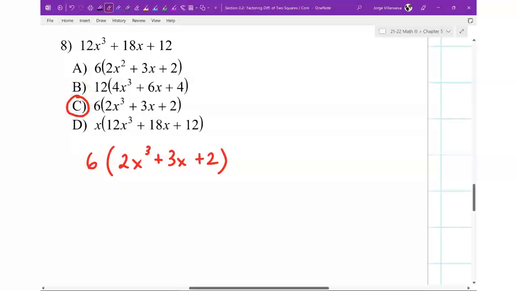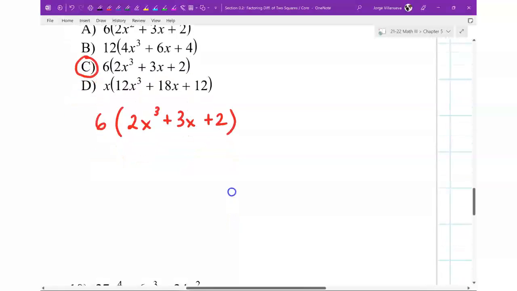So notice these are not considered the most difficult ones. Usually common factors are a lot easier than all the other types of factoring because you just got to take out a little piece sometimes and then just rewrite it. Okay? So let's look at number 10.